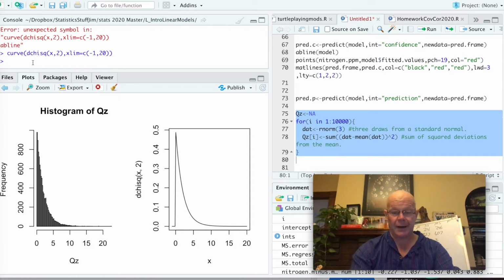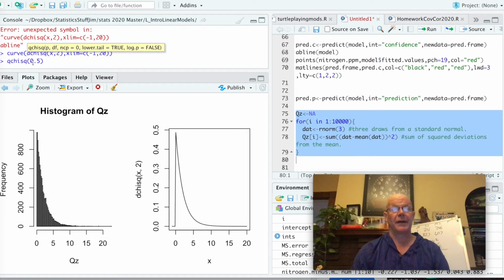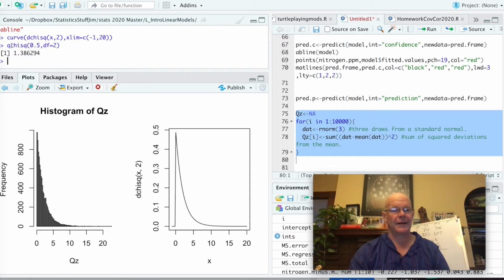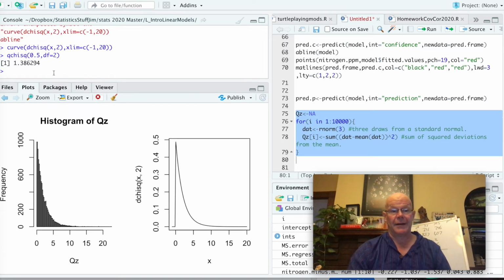What is the quantile? Q chi-squared. That is the function for a chi-square distribution. And I want the 50th percentile, and I have 2 degrees of freedom. Okay, I'll be explicit, and I'll write degrees of freedom. So I want to know what is the value of a chi-squared at the 50th percentile with 2 degrees of freedom. I do that, and it's 1.386.